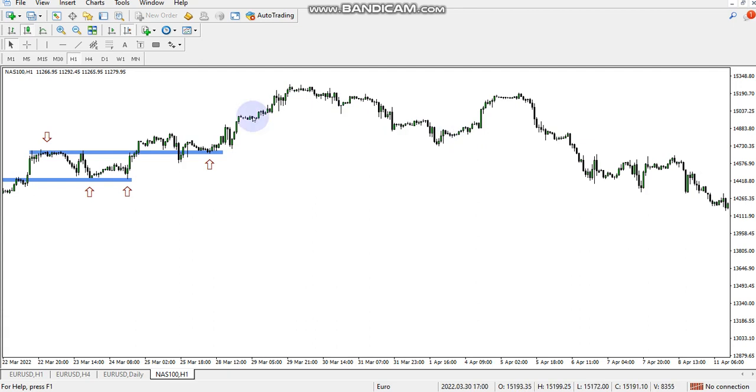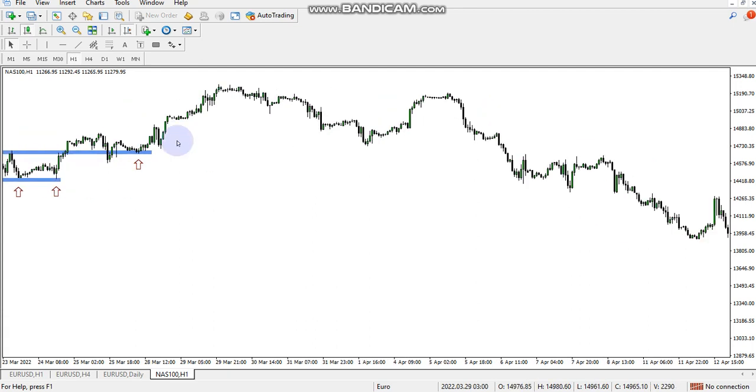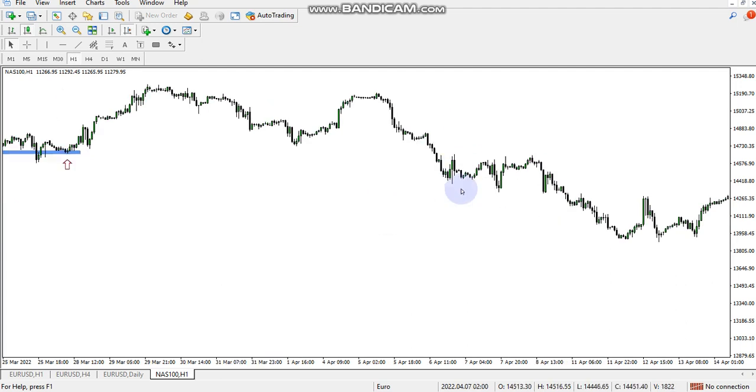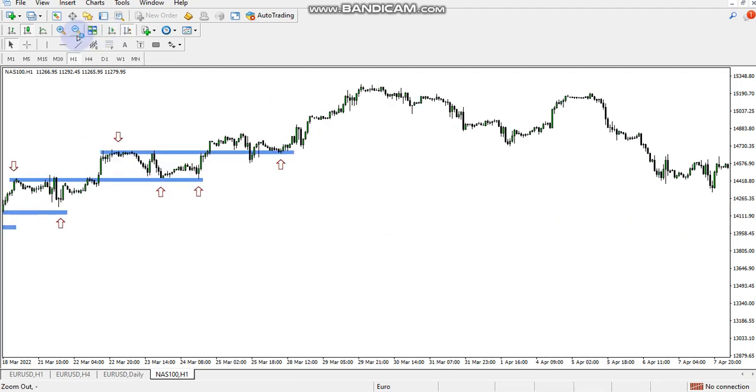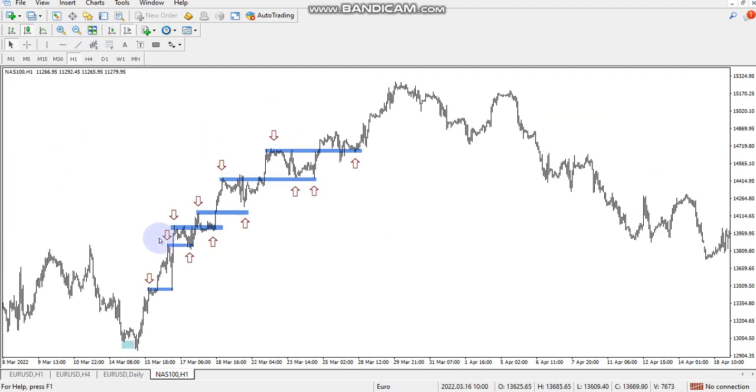So resistance, and then retest, and then here support, then it breaks, flip side. Same thing, guys. But now let's move on to the bigger picture to see how to catch this move. Let me zoom out. So you see now, at the end of the time, how many moves you got?